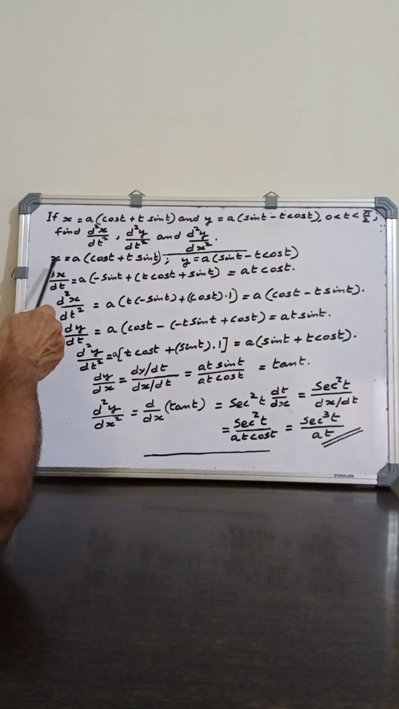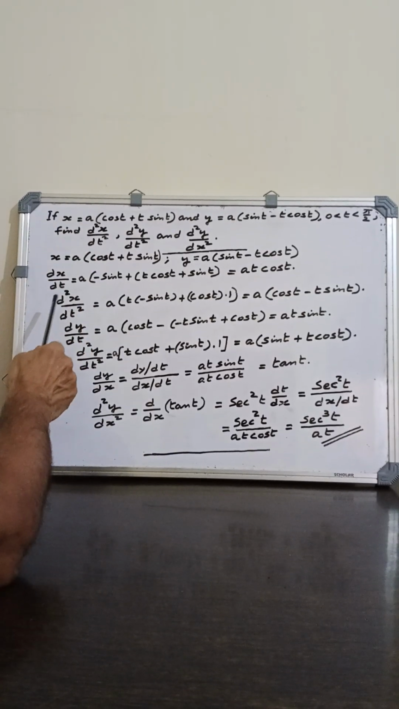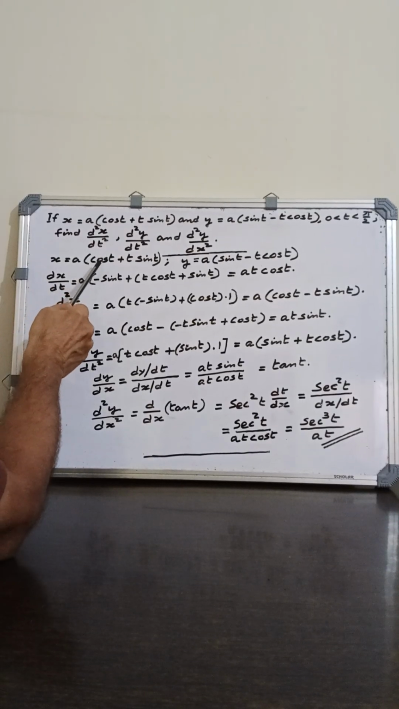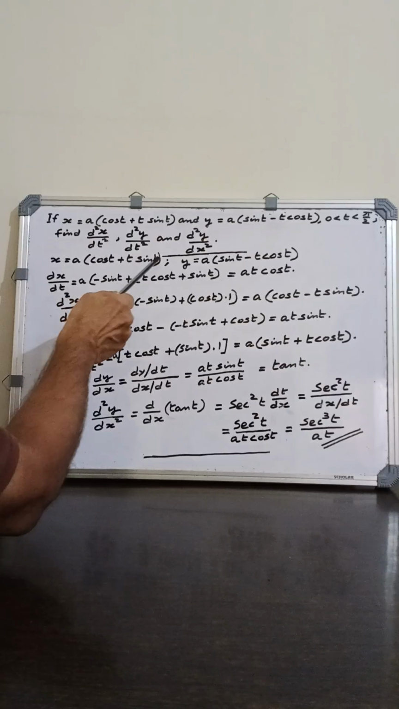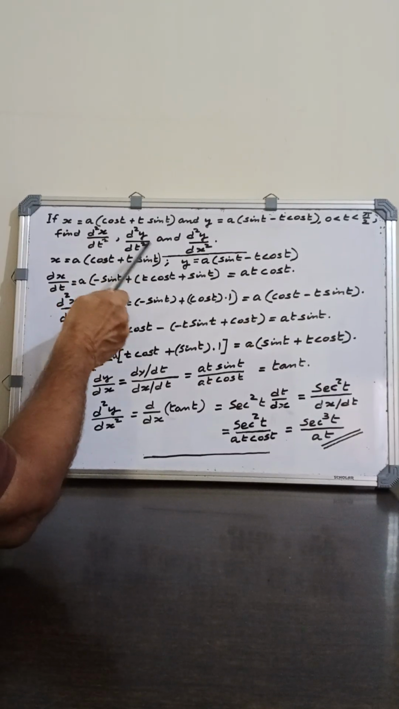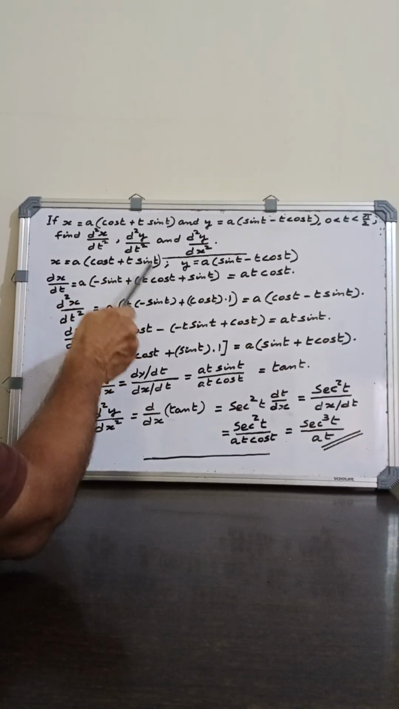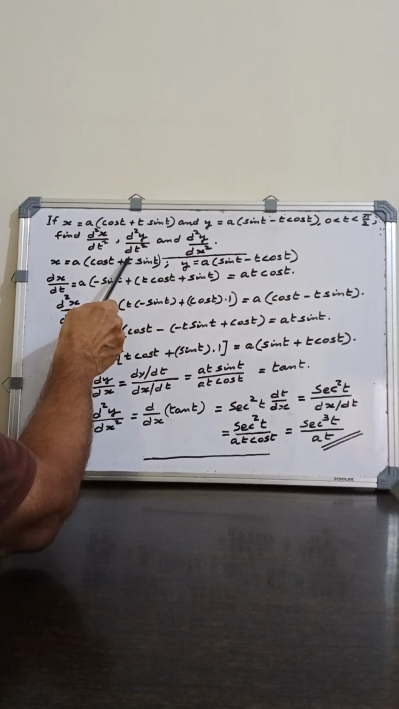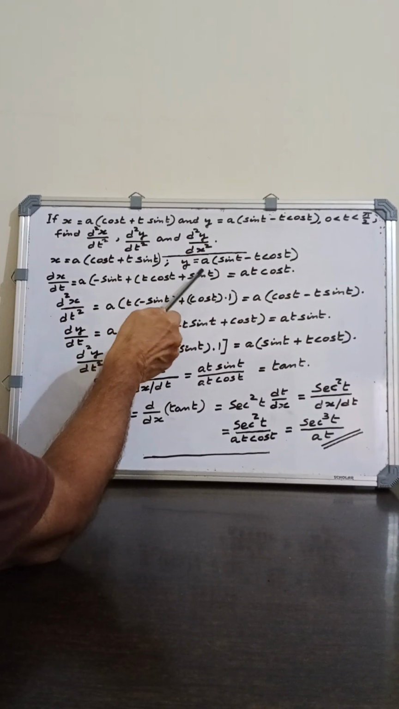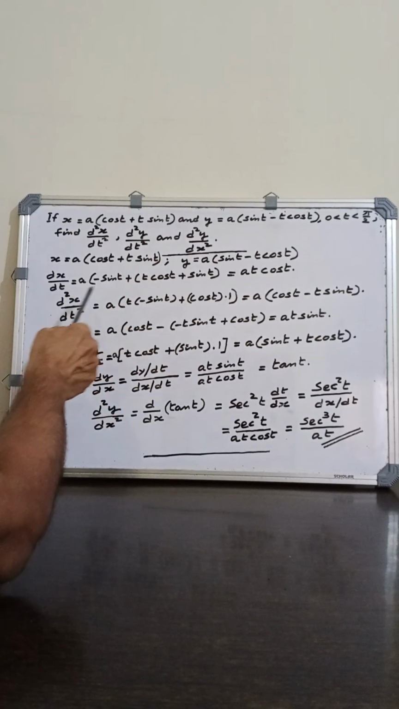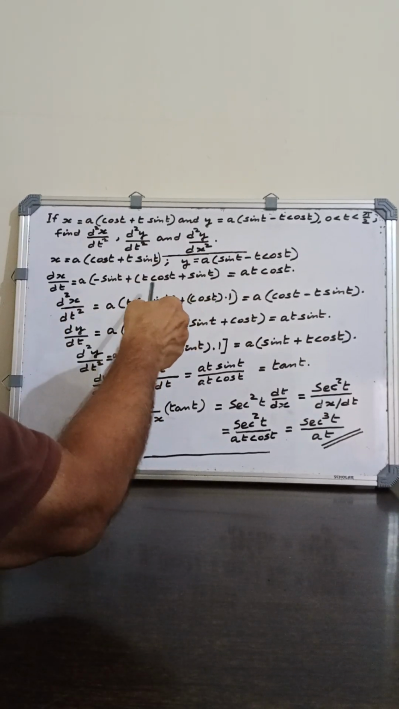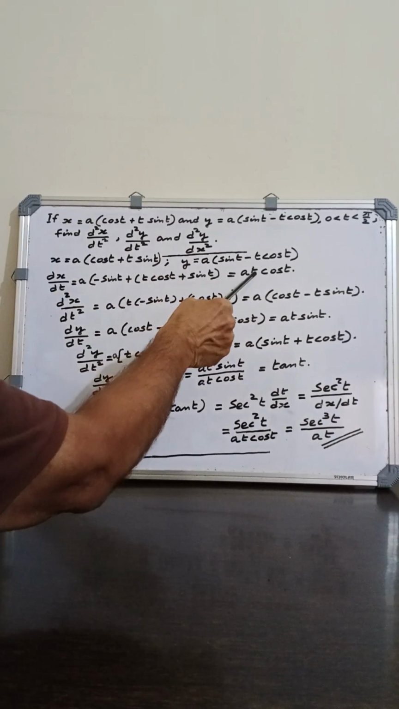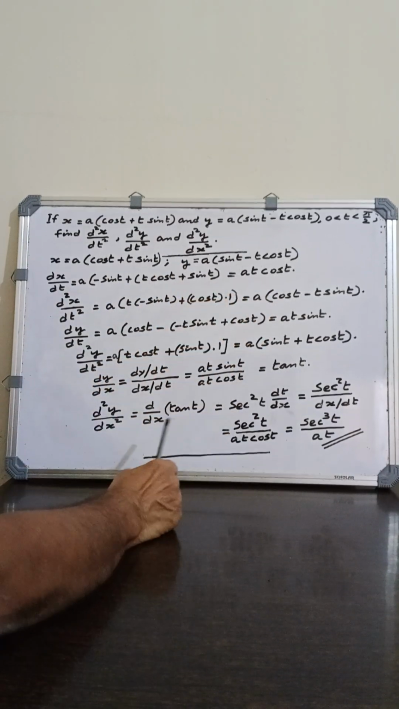First of all, we take dx by dt. dx by dt equals a into d by dt of cos t plus t sin t, which gives minus sin t plus, by the product rule, t into d by dt of sin t, that is cos t, plus sin t into d by dt of t, which is 1. Therefore, minus sin t and plus sin t cancel. What remains is a t cos t, which is the final result.